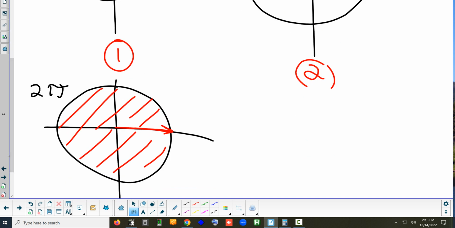So this is going to be our special fact. If the angle is 2 pi, then the area is the entire circle. We just need the formula for the area of the circle. What's the formula for the area of the circle? Yeah? Pi r squared.